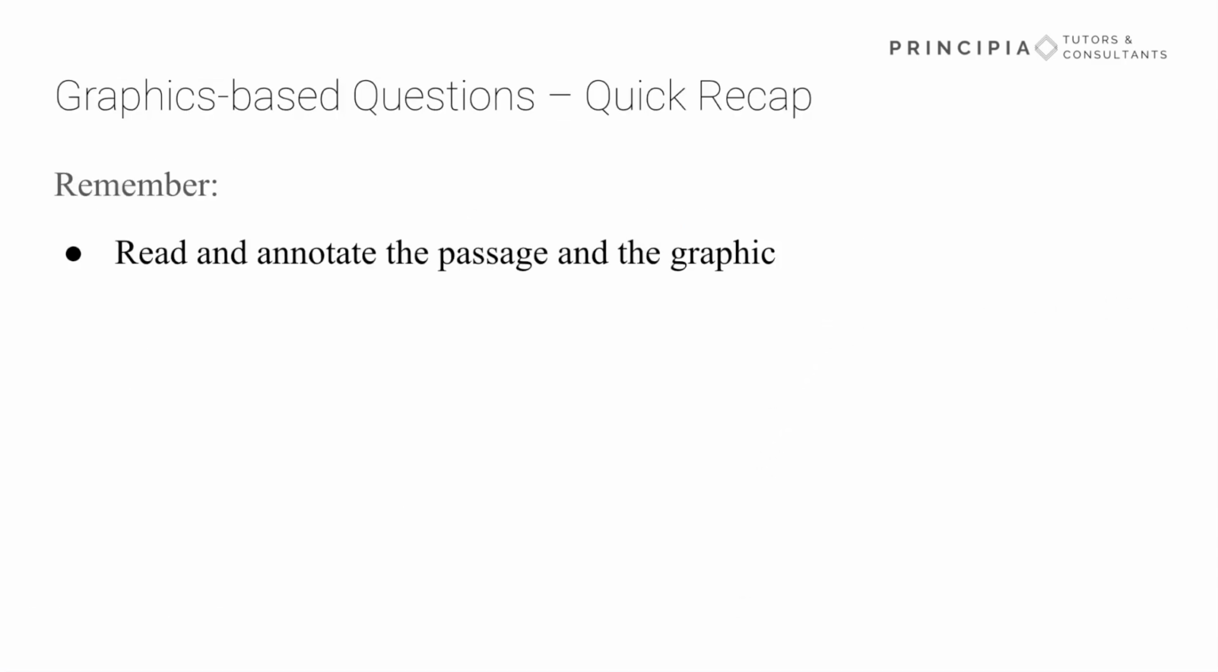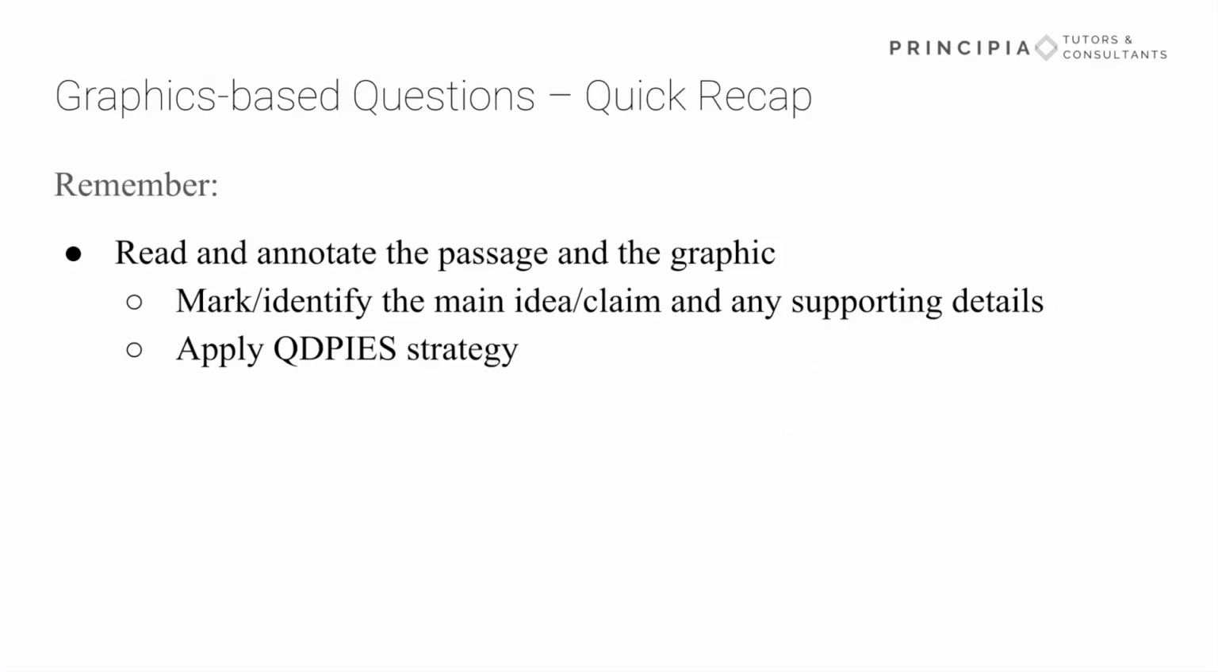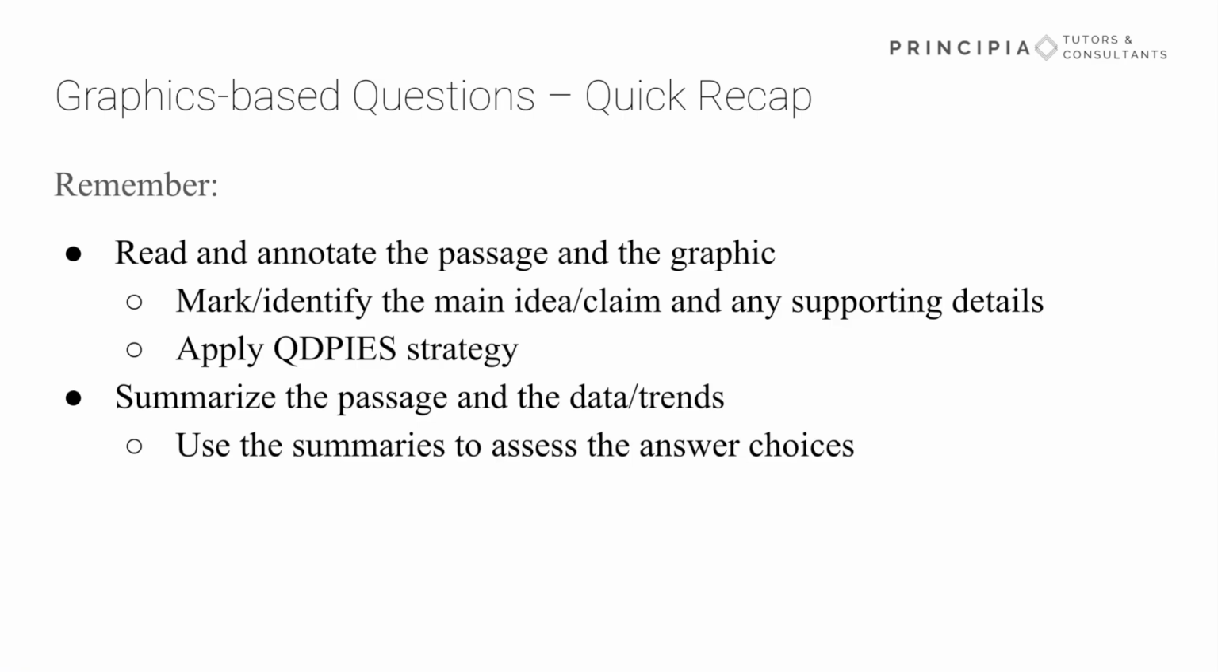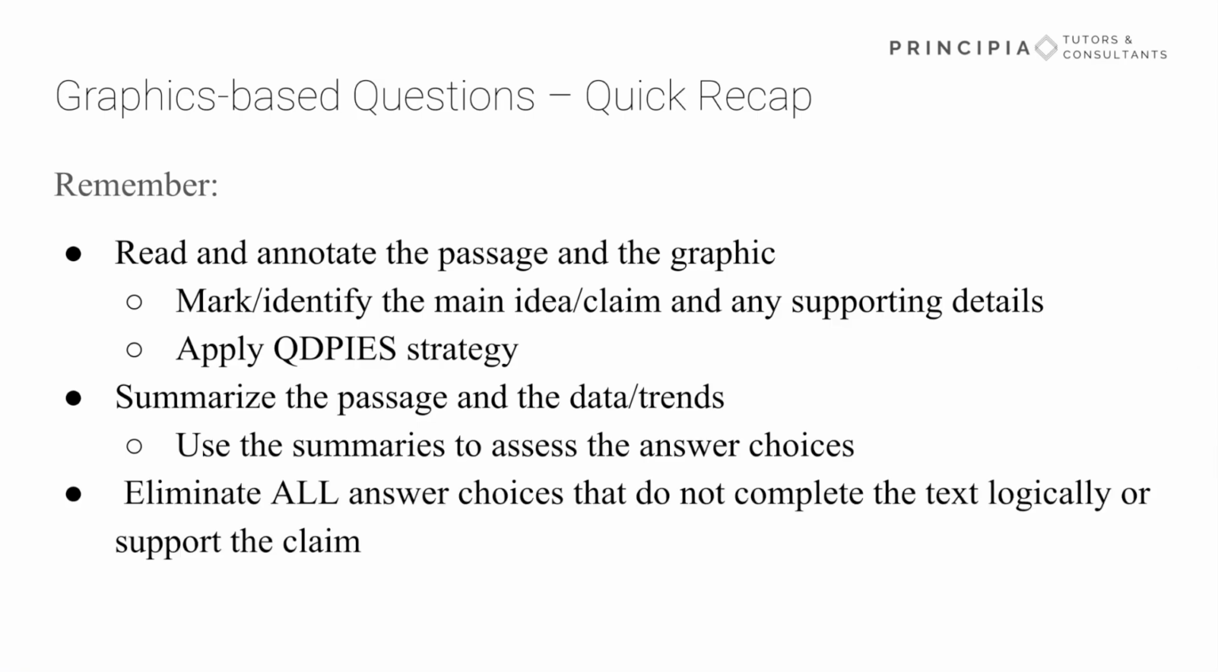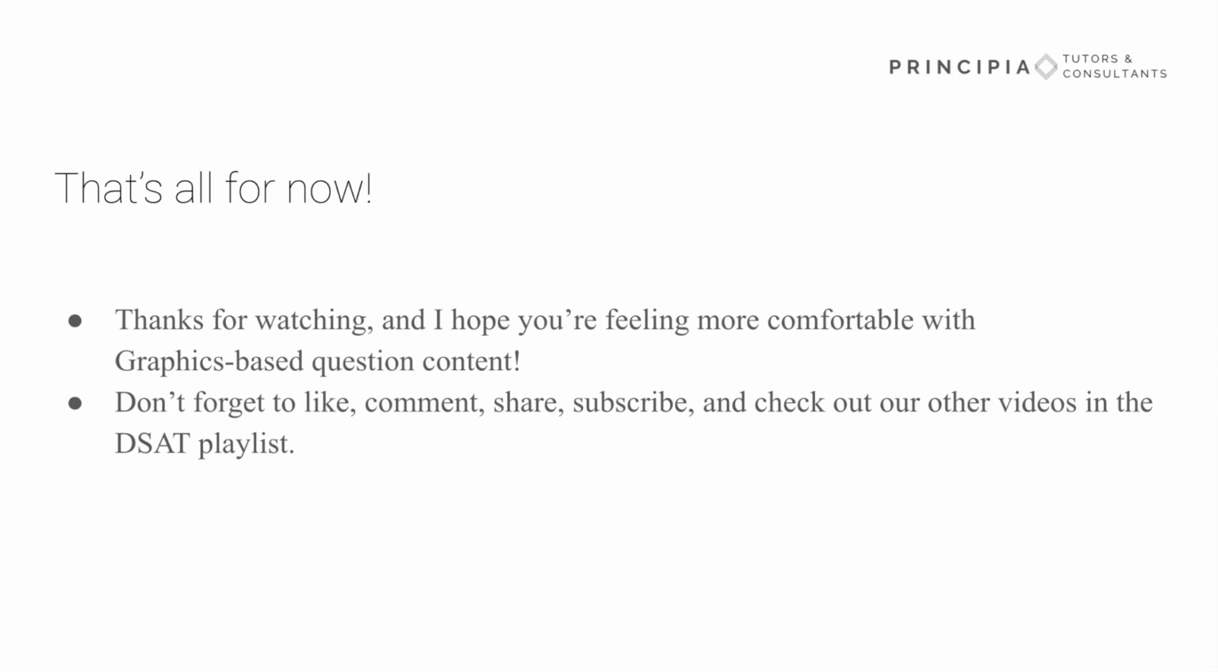So a quick recap of everything we've gone over. You need to mark and annotate your passages. So identify your main ideas and claims. Apply your cutie pie strategies whenever you're looking at your passage. And then when you look at the graphic, make sure you're summarizing its data trends along with those of the passage. Write your summaries, like we did with a passage summary and a simple graphic summary, and use that to assess your answer choices. Any answer choice that doesn't complete the text logically or support the claim should be eliminated. And that's everything for now.